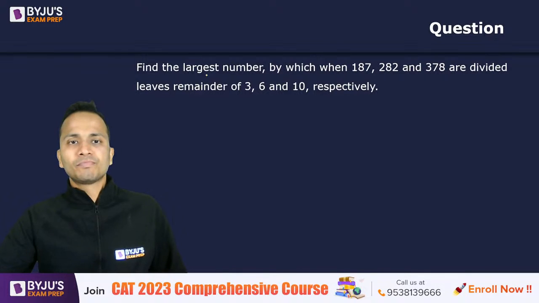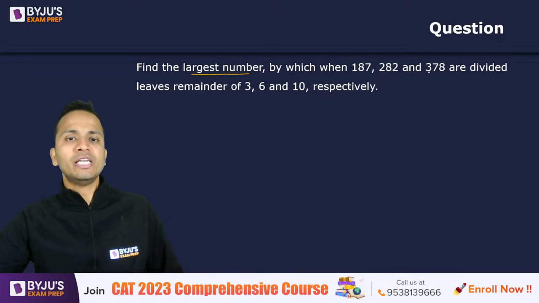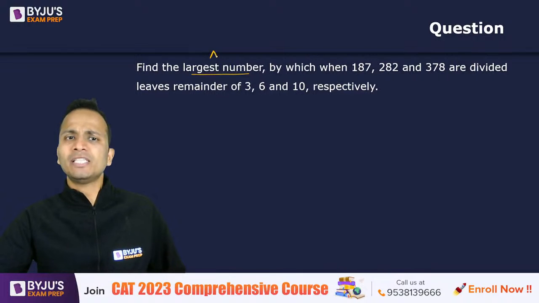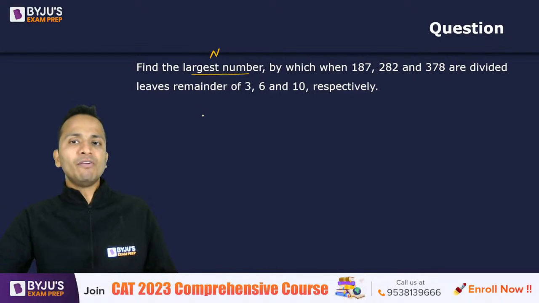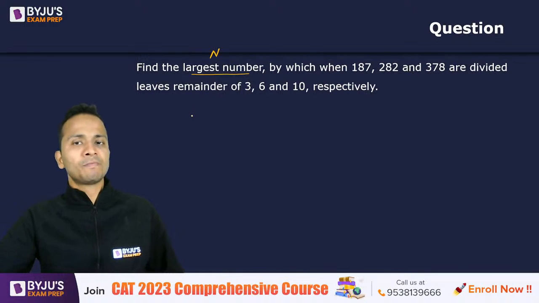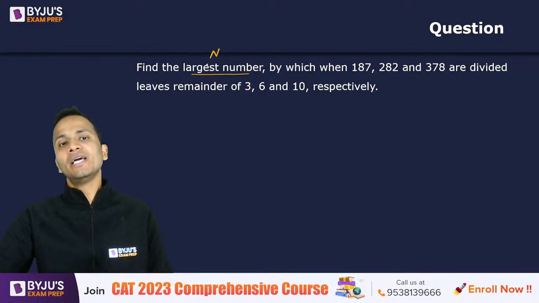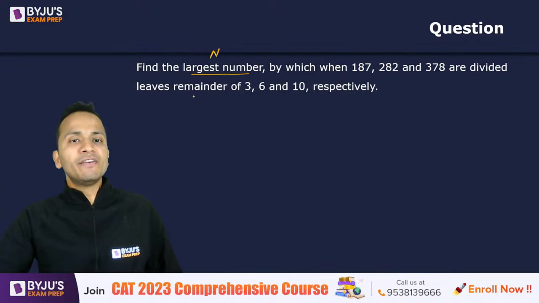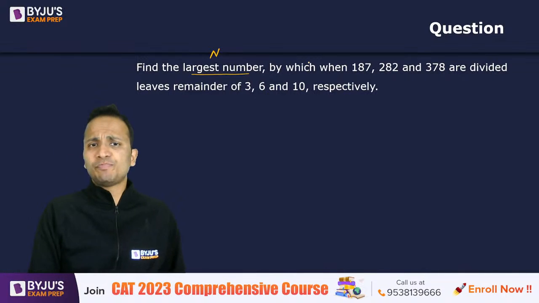Now the question is, find the largest number by which these three numbers are divided. So we have to find the largest number, let's call it n, by which these are divided. So now what do we have to do? We have to divide these numbers by n, and it gives the remainders of 3, 6 and 10 respectively.